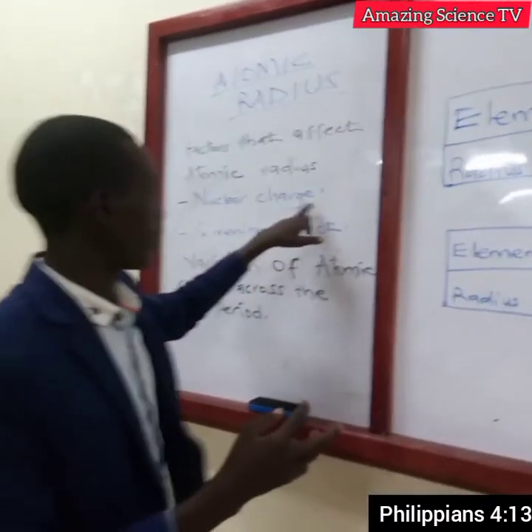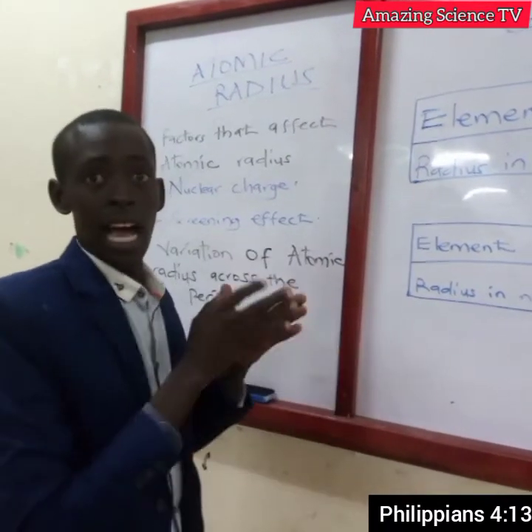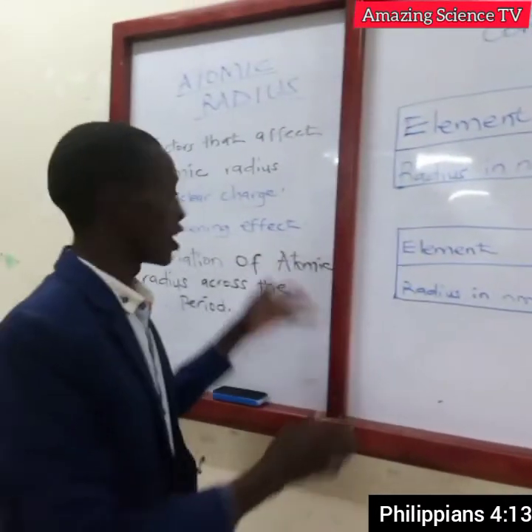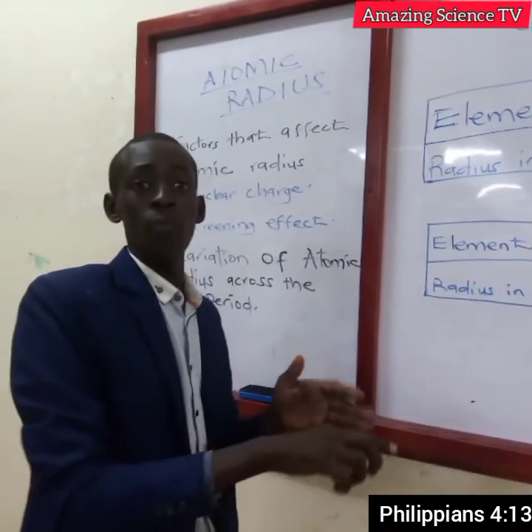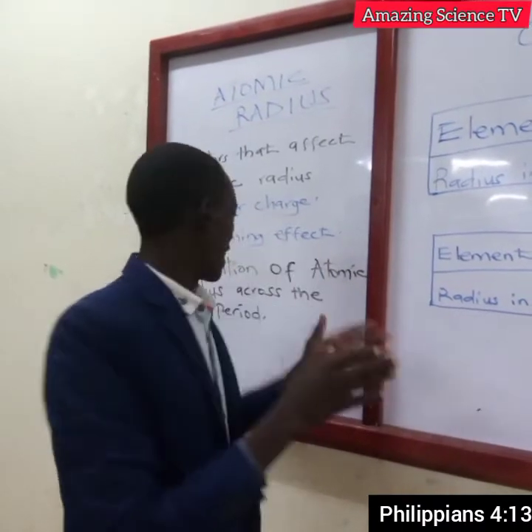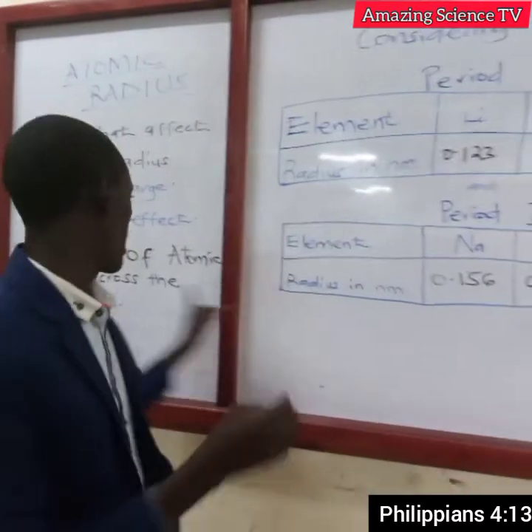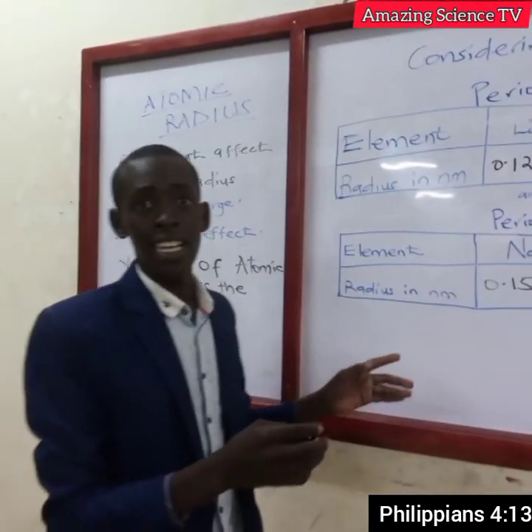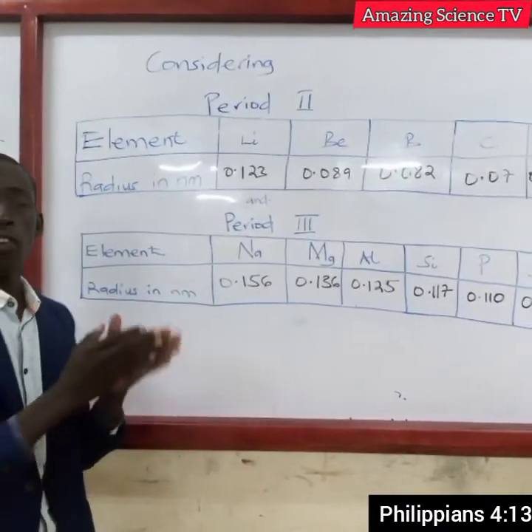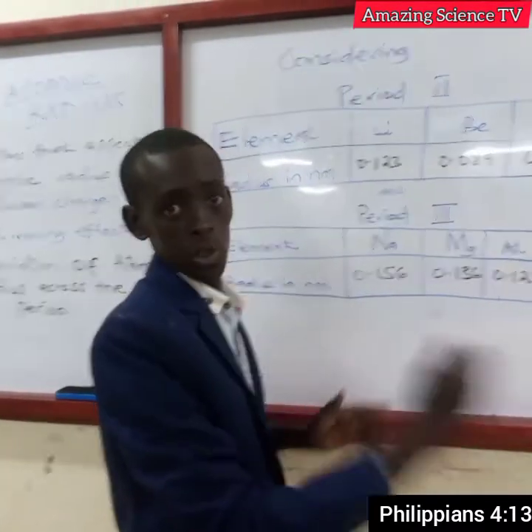We see that the nuclear charge increases as the screening effect remains almost constant across the period. And in so doing, the effective nuclear charge also increases, and the electrons are pulled more to the nucleus, and the size of the atom goes on decreasing. That's why we have seen the trend of atomic radius generally decreasing from one element to another across a period, moving from left to right.